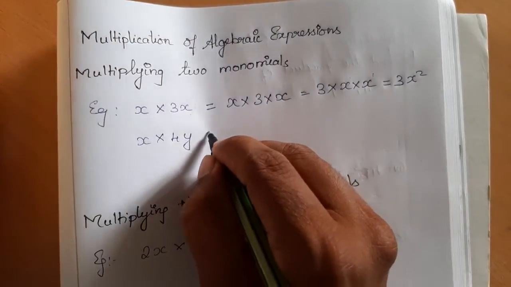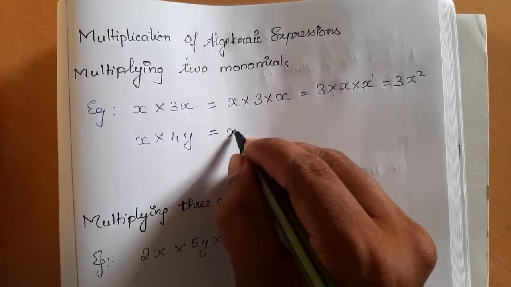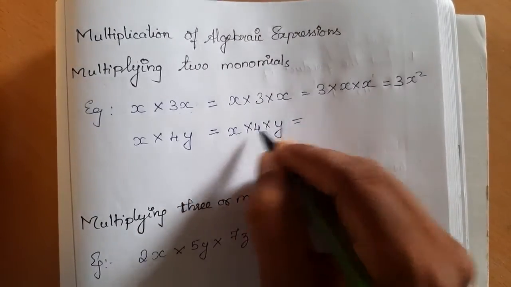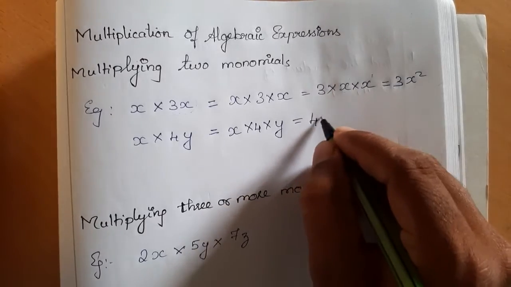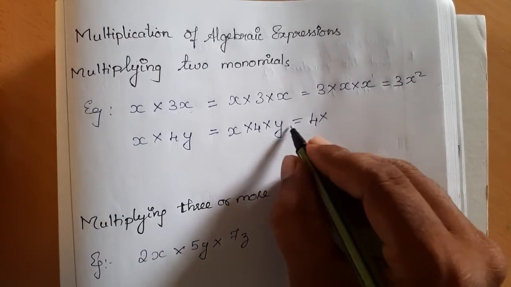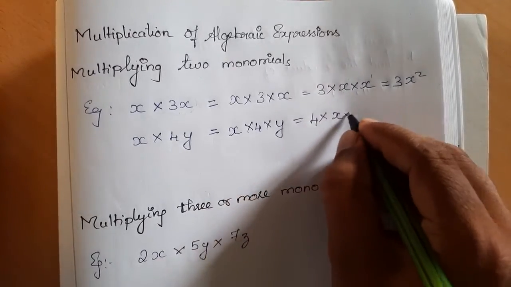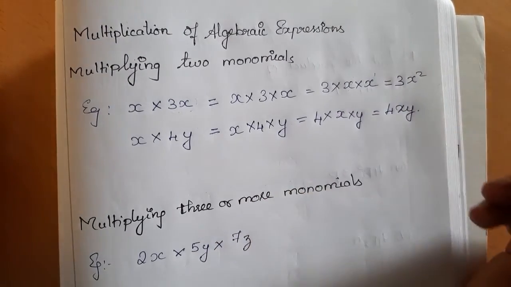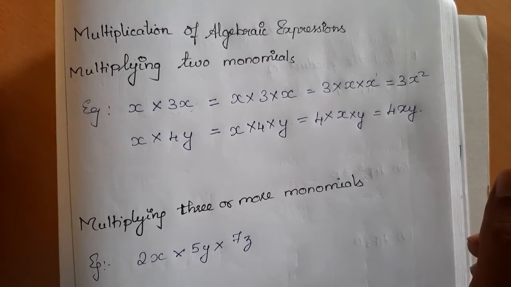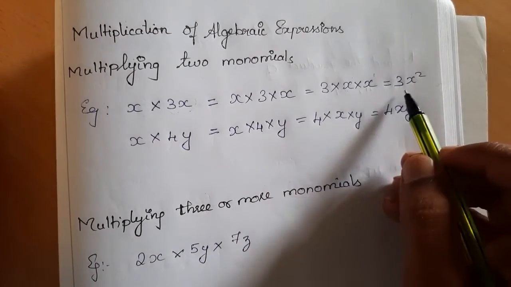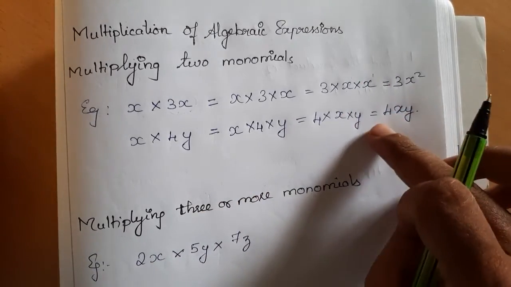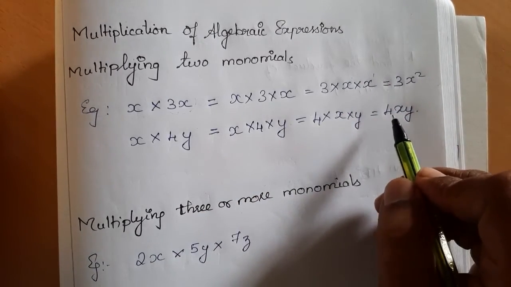The next will come here the same. Here first we will write the multiplication x into 4 into y. So rearrange the 4 in the beginning; there is no number in the beginning, and the variables next. We will be getting 4xy. Clear?